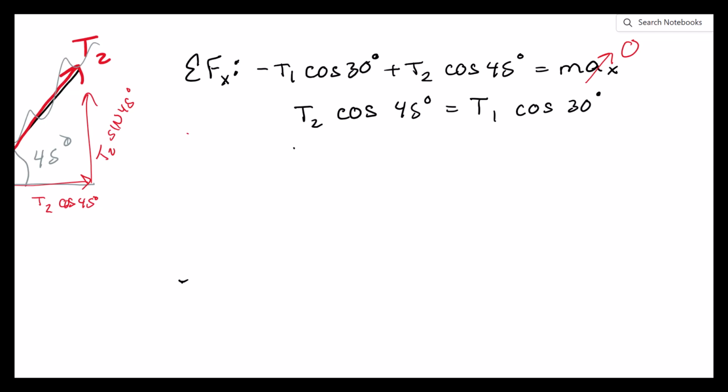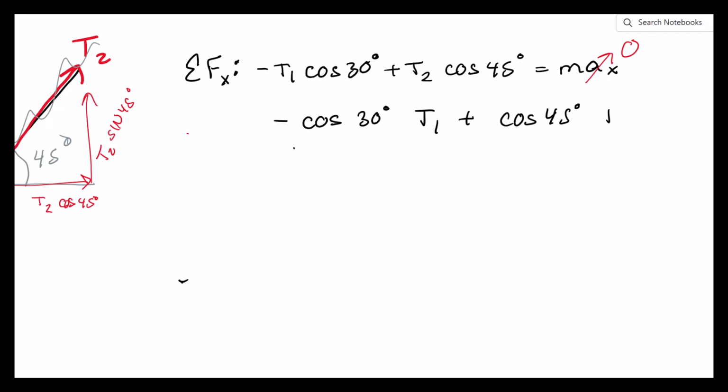How am I going to do it? I'm going to leave it the way it was, because I'm assuming you know how to solve two equations and two unknowns the regular way. I'm going to make sure you can solve it with matrices. All right, so I have negative cosine 30 degrees T1 plus cosine 45 degrees T2 equals 0.